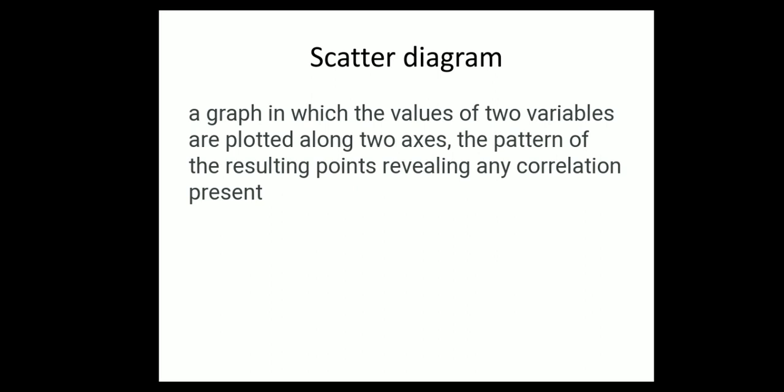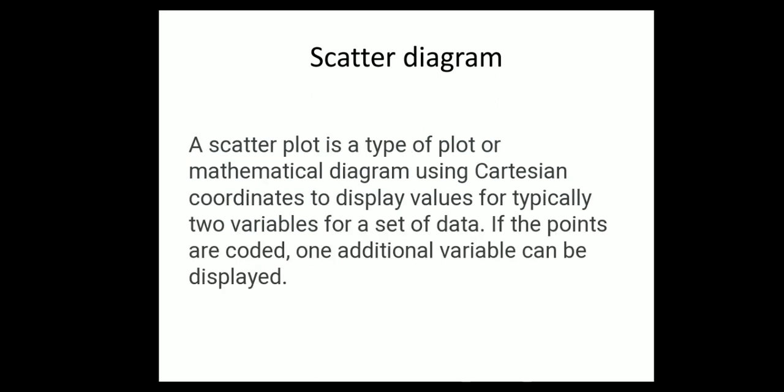For example, if the scattered values are spread throughout the x axis, then it can be said that it is well spread over the x axis, and similarly with the y axis. A scatter plot is a type of plot or mathematical diagram using Cartesian coordinates to display values for typically two variables for a set of data. If the points are coded, one additional variable can be displayed.